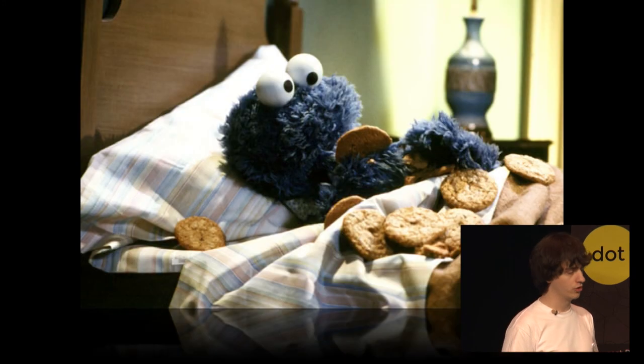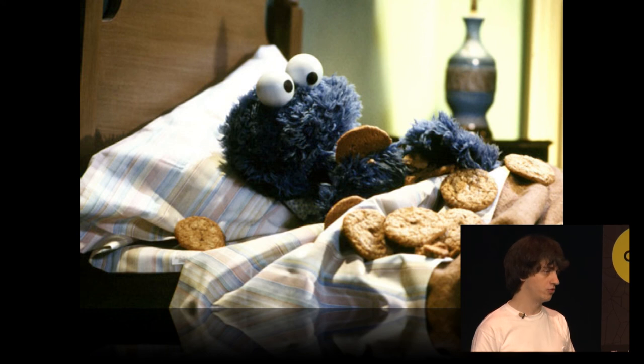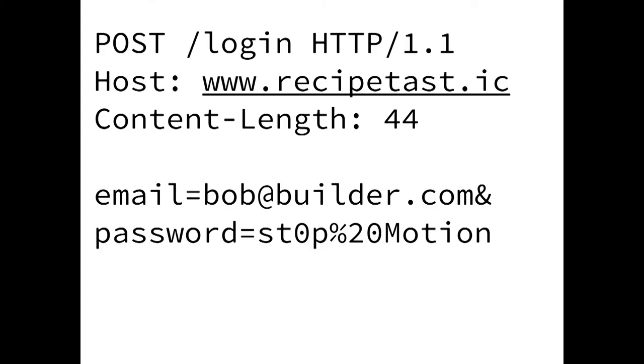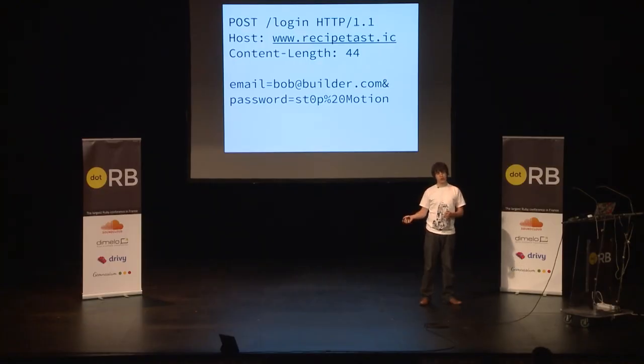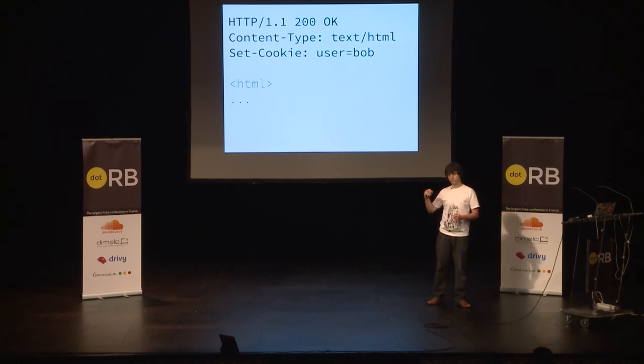We choose cookies. When I say cookies, this also applies to using the session in Rails or Sinatra because at one point or another, this will use a cookie. Now, when Bob logs in, this will send an HTTP request, a POST request that in the body contains the email and the password he entered. And then with the response that the server sends, we'll include a Set-Cookie header. That just sets the cookie called user to the value Bob.